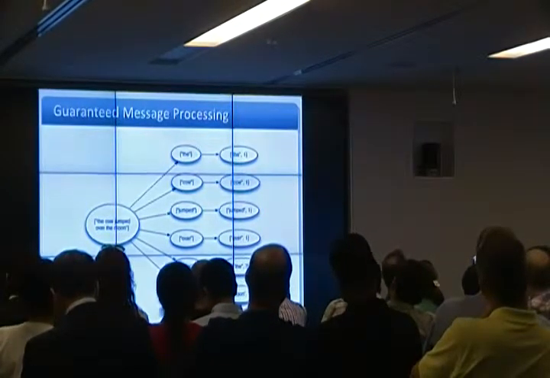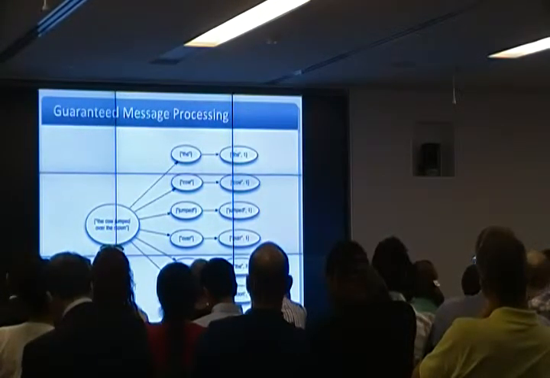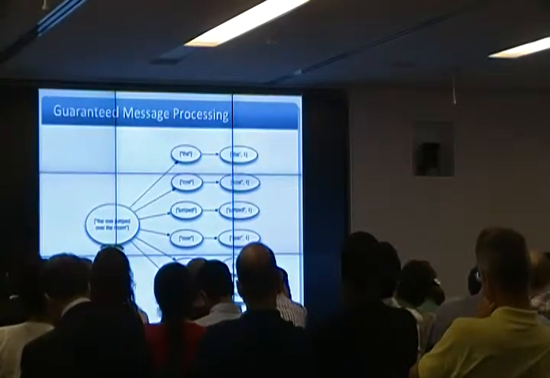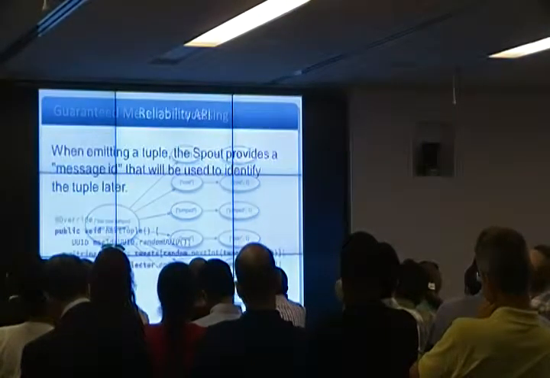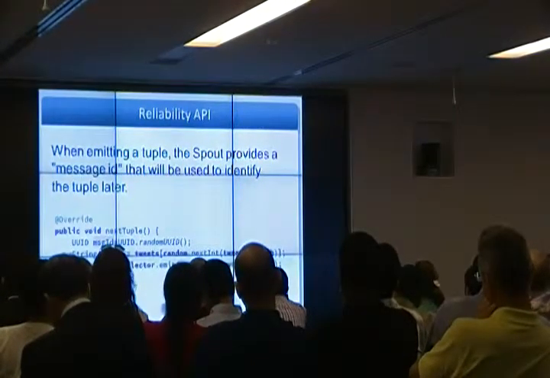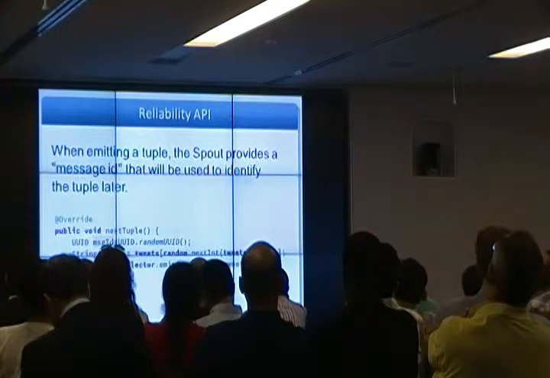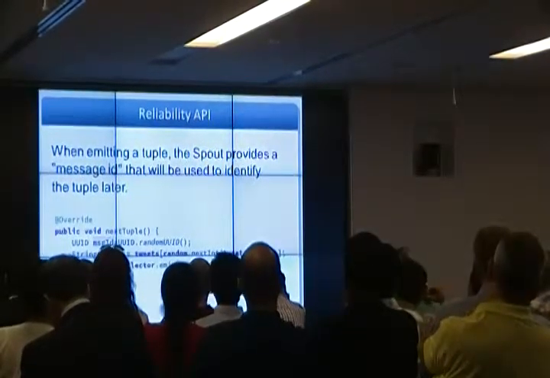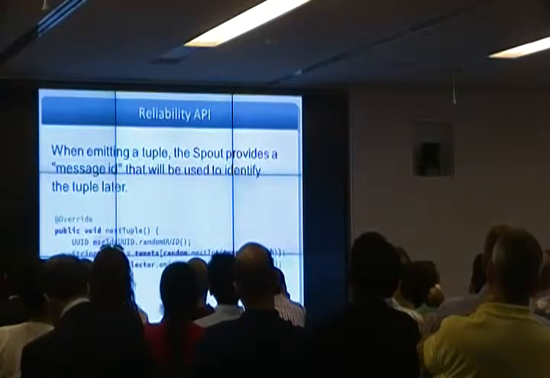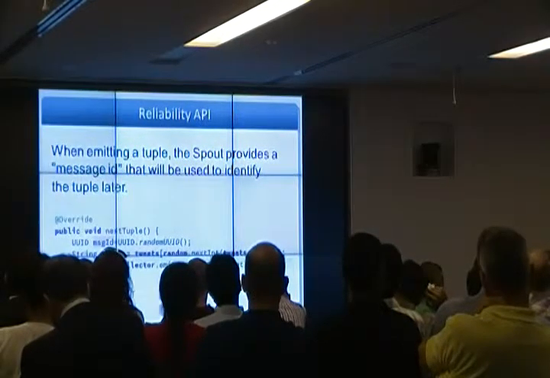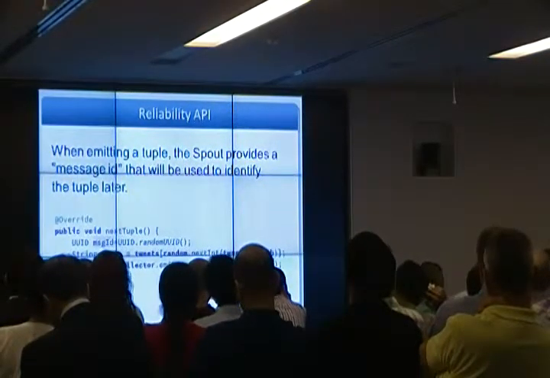So Storm says a message will not be completely processed until all nodes in this tree are successfully processed. If one of these nodes dies or something happens to it, the whole tuple fails. And there is a special reliability API built into Storm to track that. If you require this type of reliability, first, when you emit your tuples, you have to assign a message ID to it, so Storm can track each individual tuple.